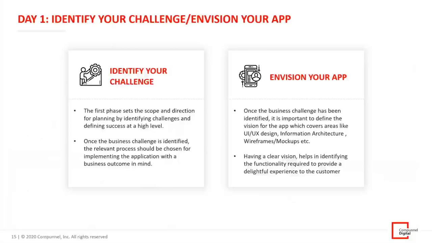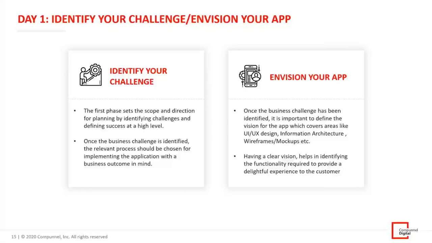Now, on day one, we also talked about these details. So we identified the challenges and envisioned your app. The first phase sets the scope and direction for planning by identifying challenges and defining success at a high level. Once the business challenge is identified, the relevant process should be chosen for implementing the application. While on the first slide we talked about our overall journey from day one to day five, from day one, this is where we are, and then you envision your app.